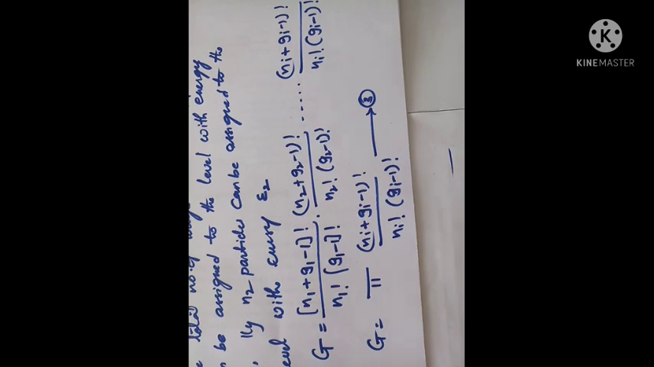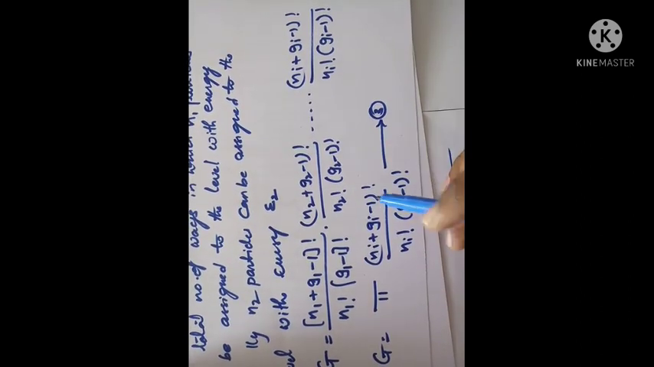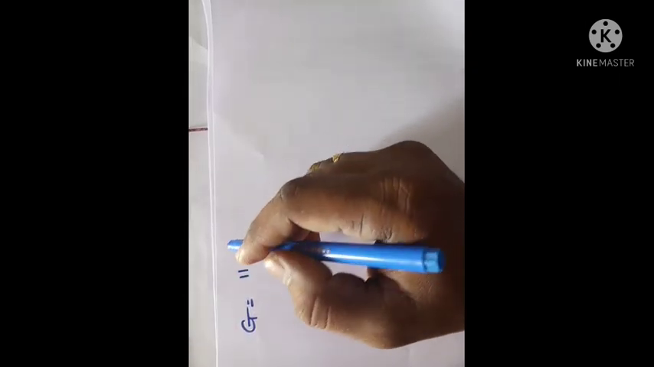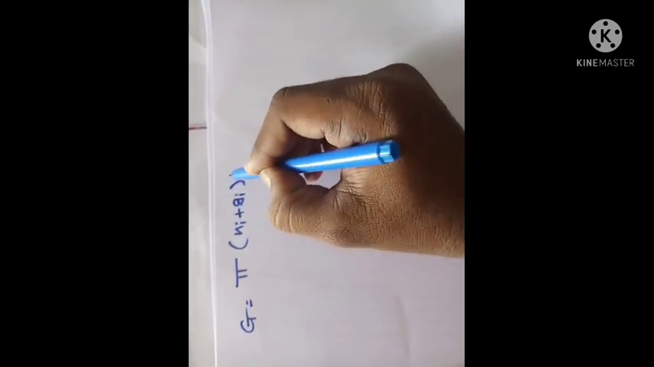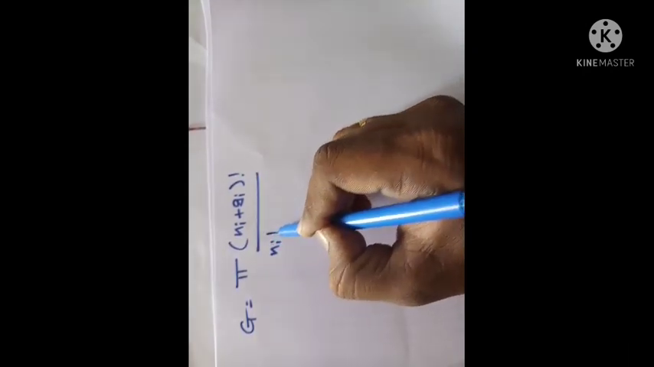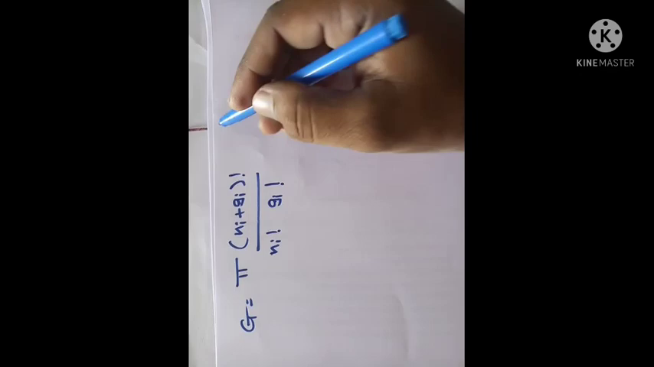Okay, equation number 3. Now what I'm going to do here is, since ni means the number of particles and gi means the number of shells, they are large numbers, so let us neglect the minus 1 in this equation. Then finally what we get is g equal to the product of (ni + gi)! / (ni! gi!). All right, so let us assume this is equation number 4.